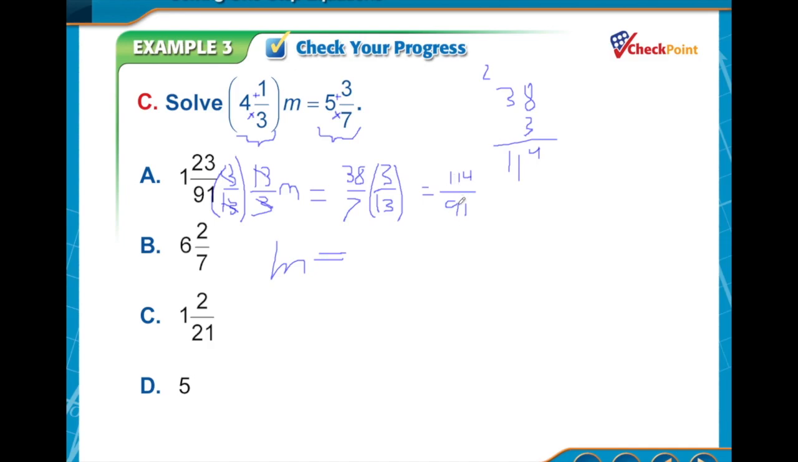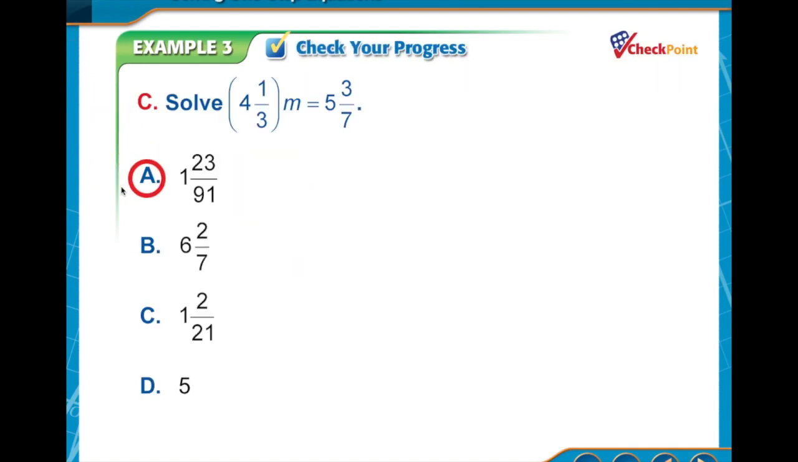And this can be simplified. So what do I have here in terms of whole numbers? Well, I have 1. And how many more extra do I have over 91? Looks like I have 23. So it looks to me like our solution should be letter choice A if I did all those steps correctly. And yes, it is. So that is our solution for 3C. M has to be that value. That's the only number that works.